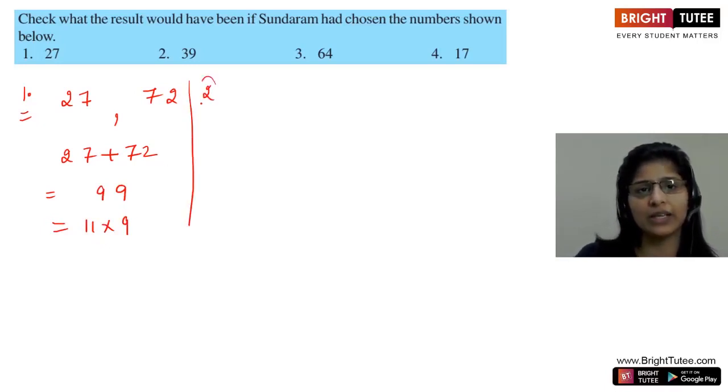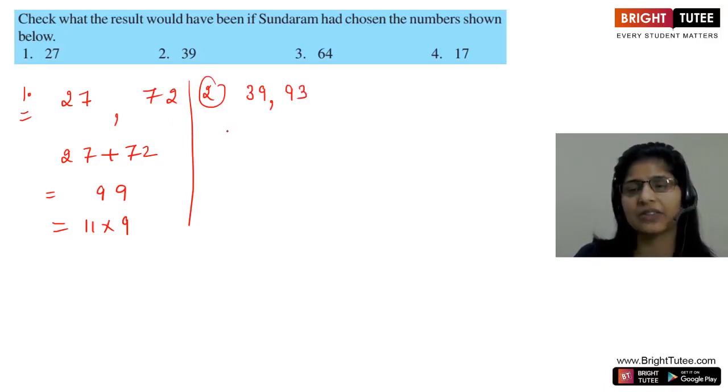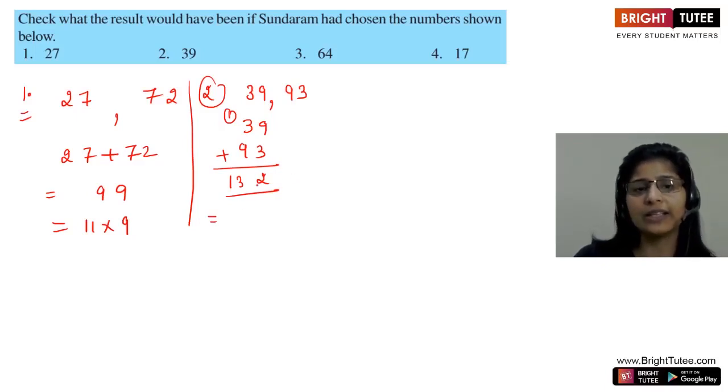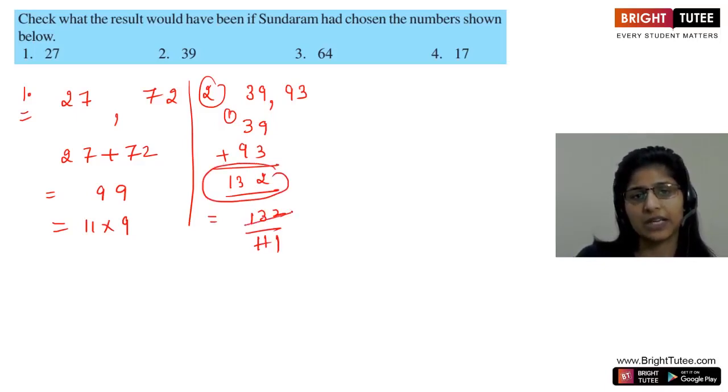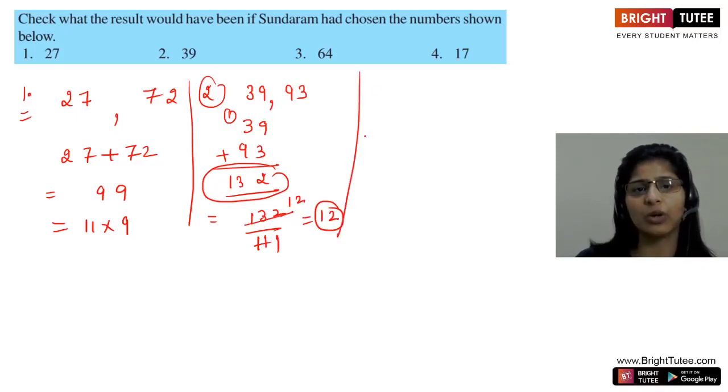Let's try the second one. 39 is the number he imagined. Reverse the digits, you get 93. Add 39 and 93. 9 and 3 is 12, 1 is the carry. 9 and 3 is 12, and 1 is 13. So we get 132. Can 132 be divided by 11? Yes, definitely it is exactly divisible by 11. Just to see, 11 ones are 11, 11 twos are 22. So we get 12 as the quotient and the remainder is 0. So yes, it is applicable here too.